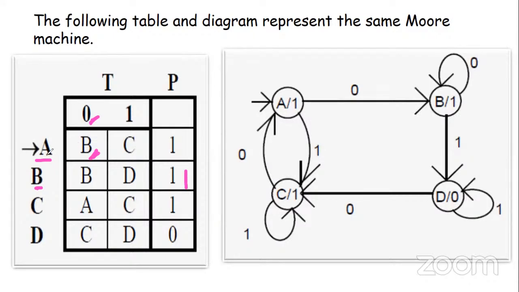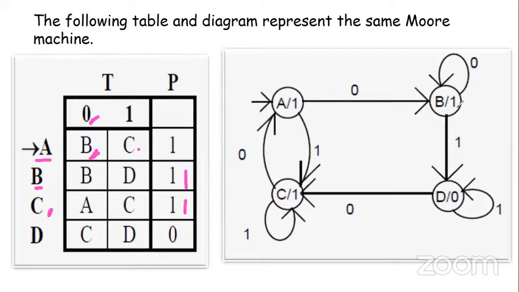Then you are at A. You receive a value of 1. You go to C. What's the output at C? You go to C, this C here, you put your 1, right? So you are done with A.